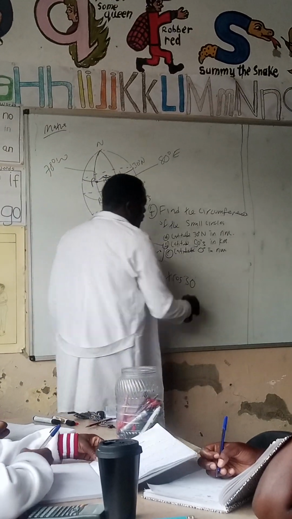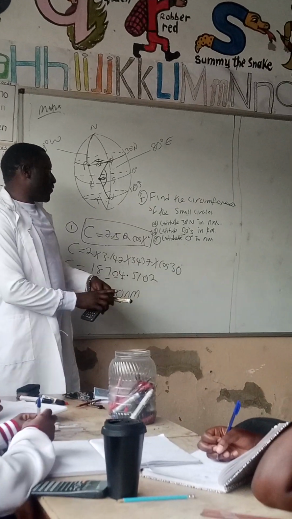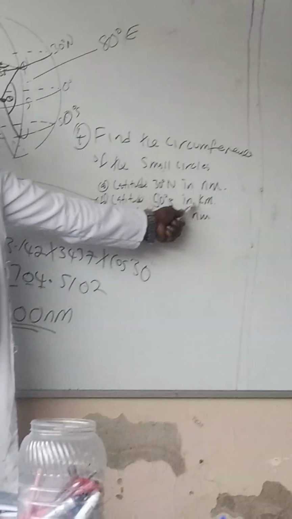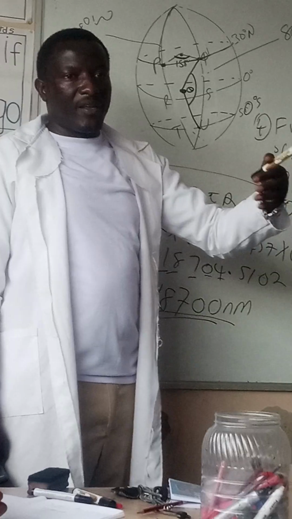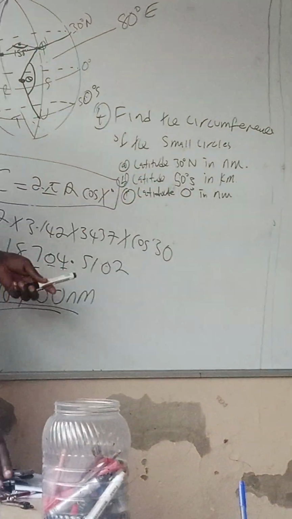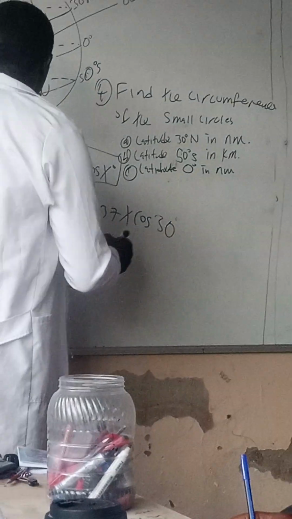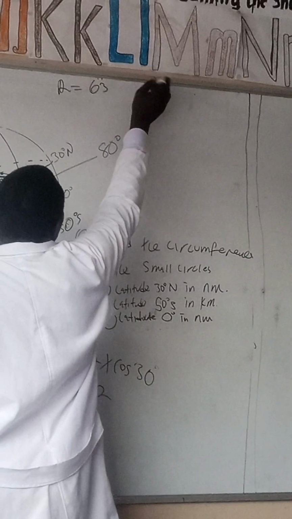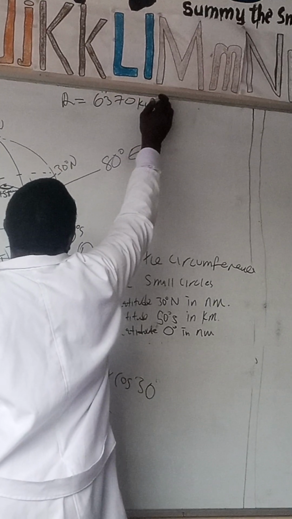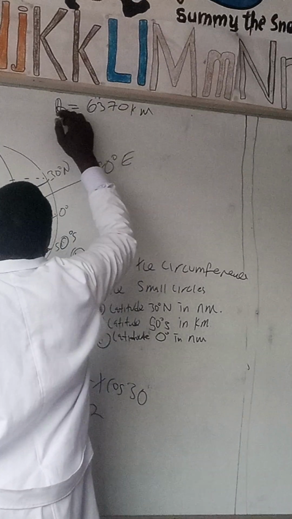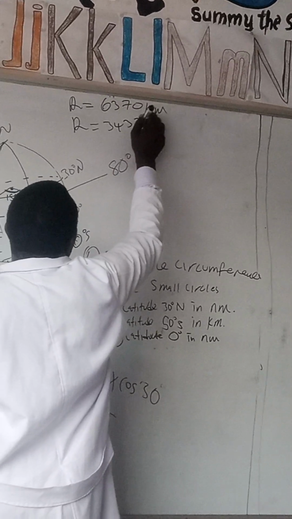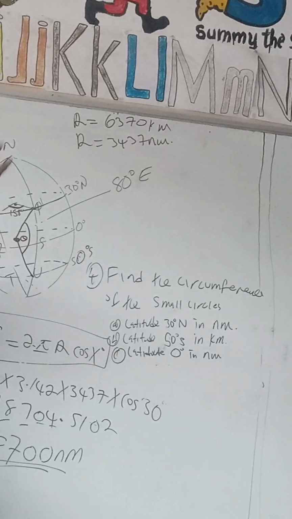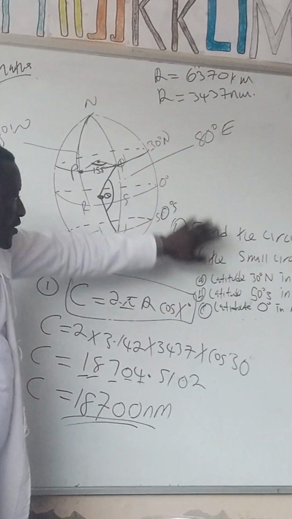Your exercise is to do B and C. You are finding the circumference of latitude 50 degrees in kilometers. Now I mentioned that they always give the radius in... So what is the radius in kilometers? Radius in kilometers is 6370 kilometers. That is the radius. And then 3437 nautical miles, the radius of the earth.